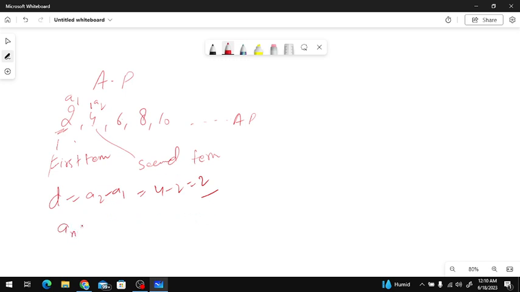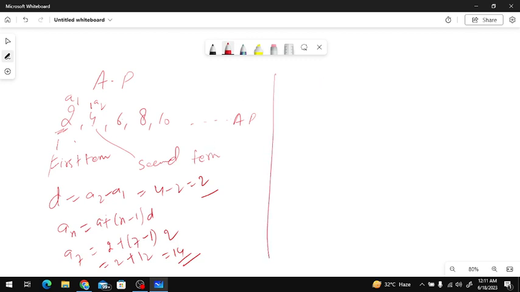How do I get the nth term? The nth term will be equal to a plus n minus 1 into d. Suppose I want to get the seventh term, so a7 will equal 2 plus 7 minus 1 into 2. So it's 2 plus 12, which is 14. It's your seventh term.